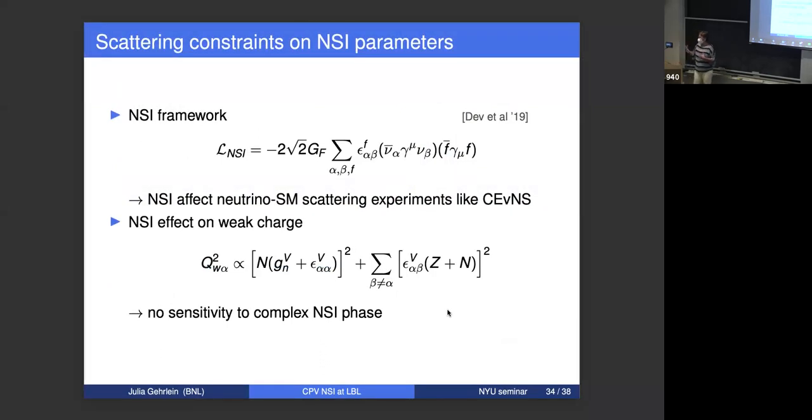Then we can also look at scattering constraints on NSI parameters. Just as a reminder, the framework for the NSI is given again here. As NSI affects the coupling of neutrinos to any standard model fermions, it will also affect neutrino standard model scatterings, for example, in processes like CEvNS. CEvNS stands for coherent elastic neutrino nucleus scattering. The cross-section for this process depends on the weak charge, and the weak charge is changed in the presence of NSI, as I show here. So we have a change coming from the diagonal NSI parameters, but also from the off-diagonal NSI parameters. However, as you can see already here, this process is not sensitive to any complex NSI phases. This means with CEvNS, we can again only constrain the absolute value of the NSI parameter.